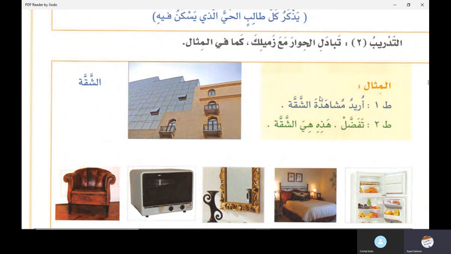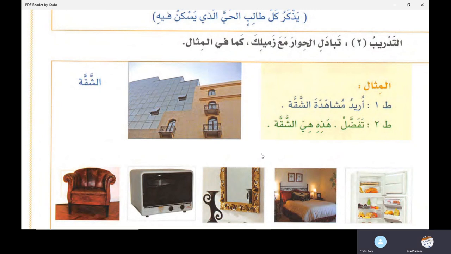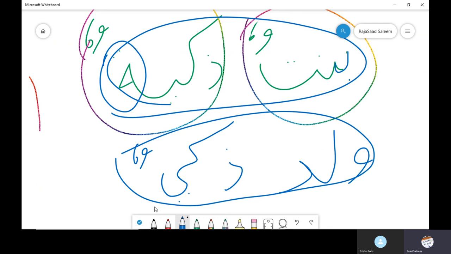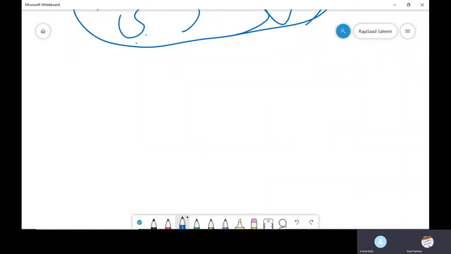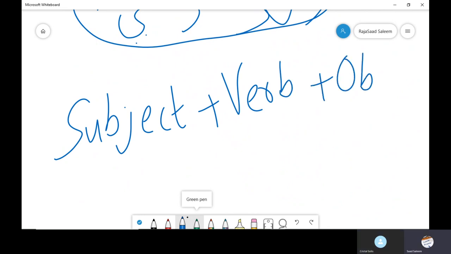First, tell me why we have used Fata here. Because it's talking about the apartment? No. The last time I told you, the object of the sentence has fata. Do you remember what the object of the sentence is? In English grammar, what is the object of the sentence? The subject would be the apartment, plus object. What's doing the action? The person that's doing the action.